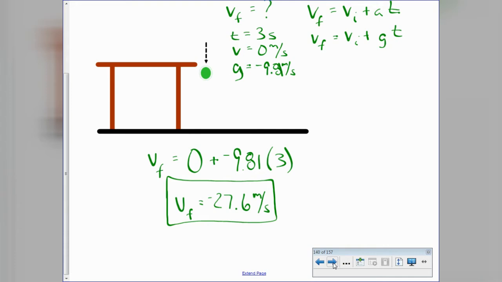Okay, so again, not too much different than any other kinematic equation. We're just not given g in the problem. We have to know that since it's falling, g is our acceleration value.